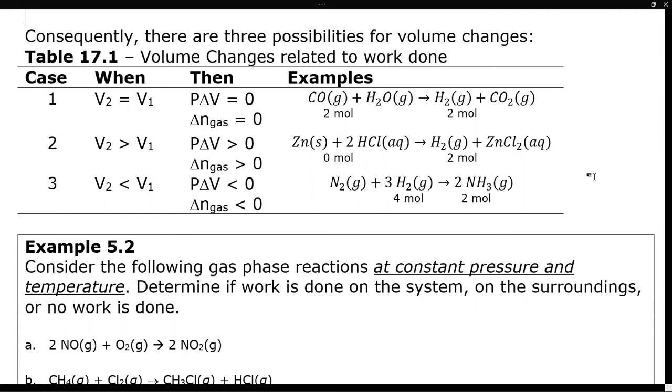And then if the second volume is bigger than the first volume, then I'm doing work on the surroundings. P delta V is positive, delta N is positive. I got no moles of gas on the reactant side, zinc and HCl, but I liberate some hydrogen. So, hey, that reaction can push out and do work on the surroundings. If the second volume is less than the first volume, then P delta V is negative, delta N is negative. Something like nitrogen plus 3 hydrogens, that's 4 moles on the reactant side, forming 2 moles of ammonia on the product side. Reduction in number of moles, so the surroundings do work on the system.